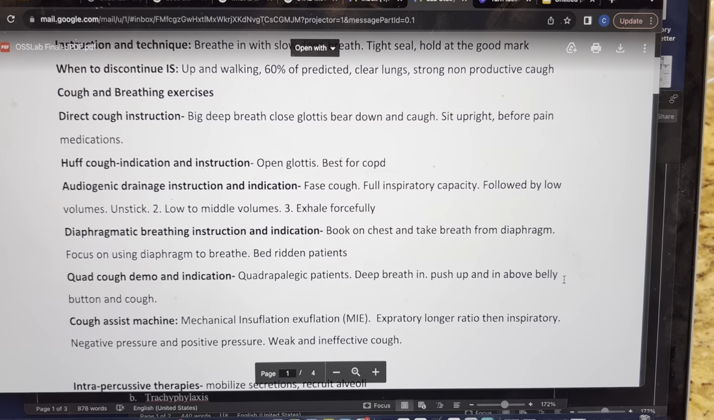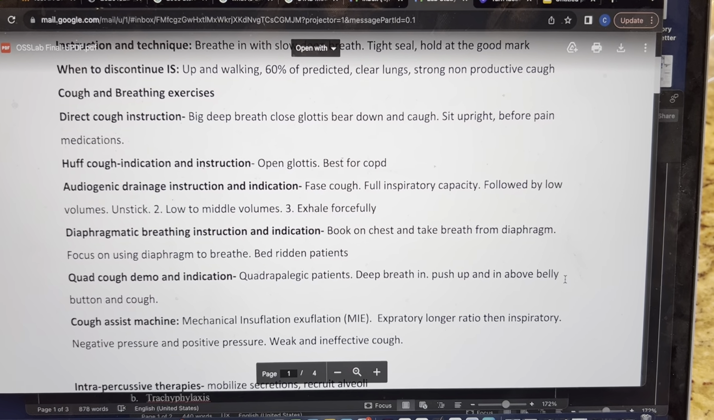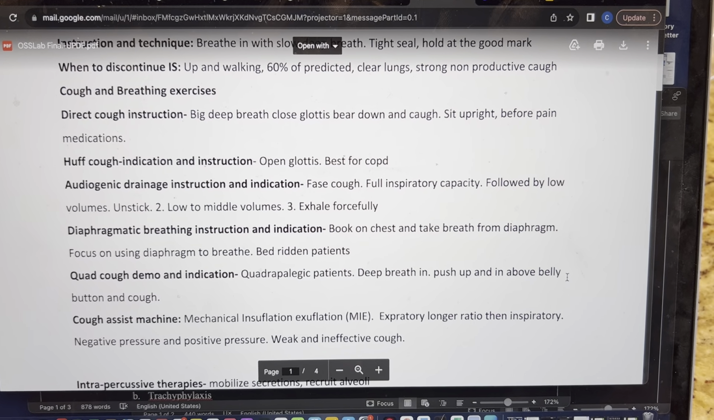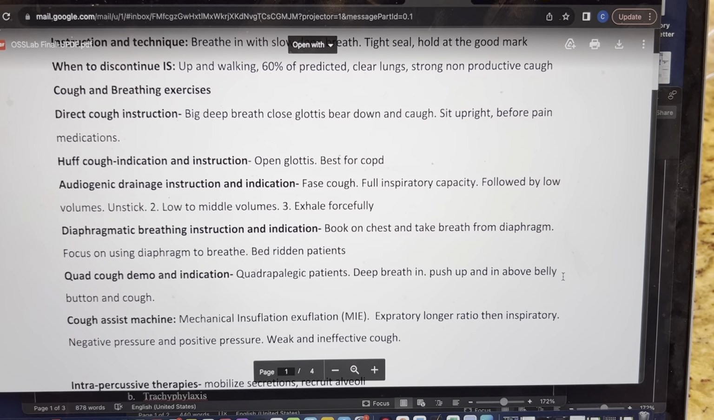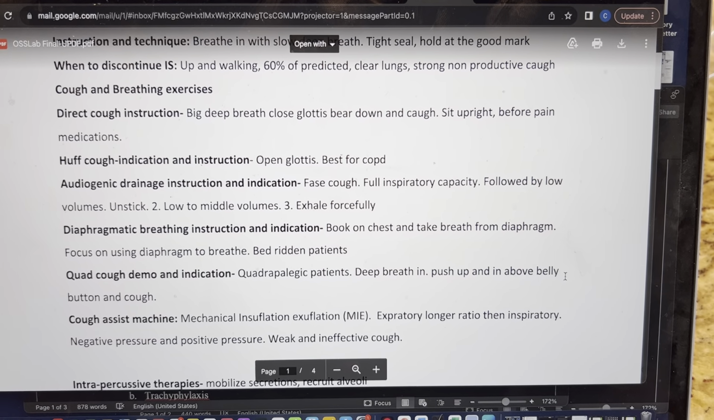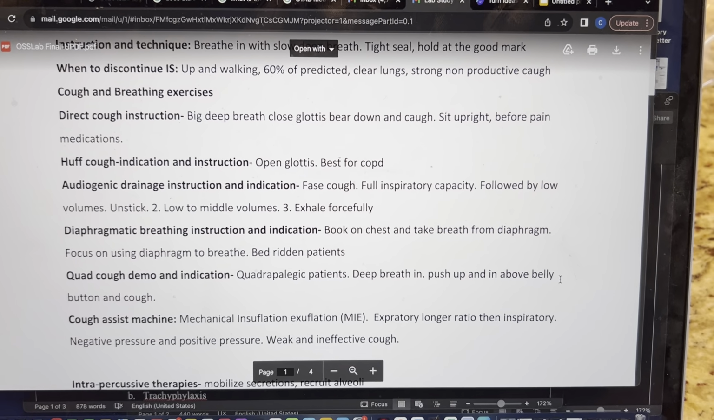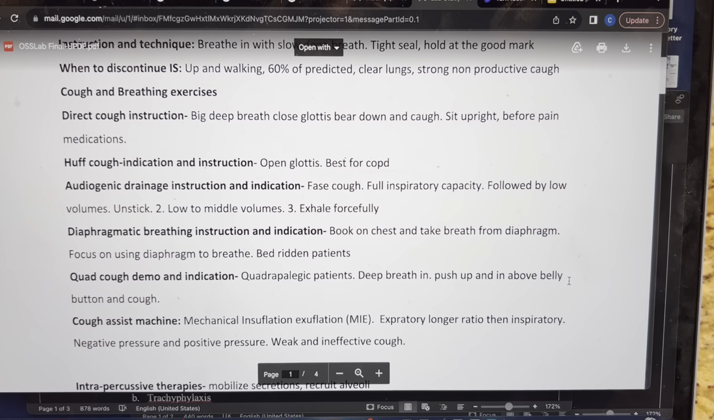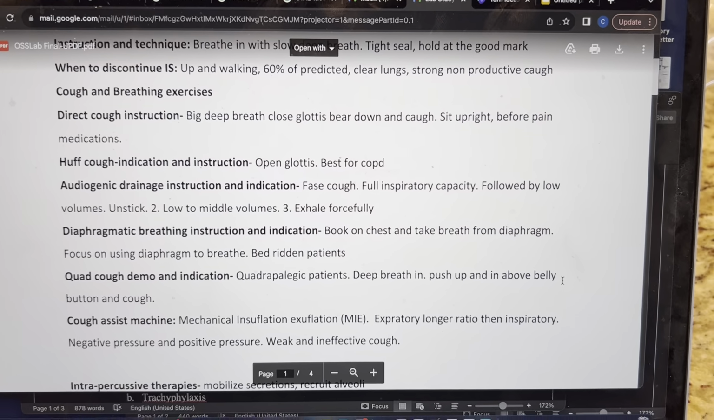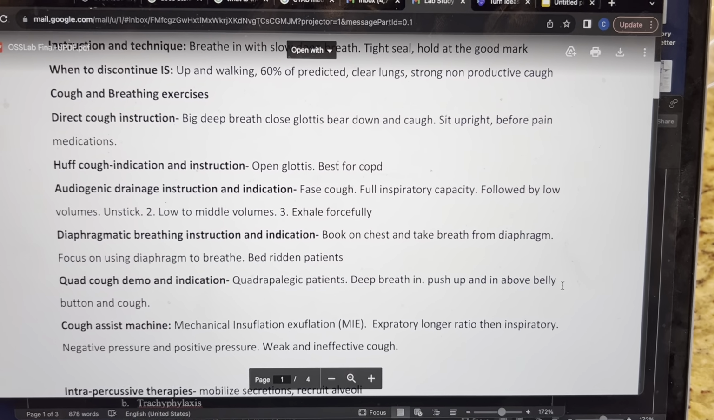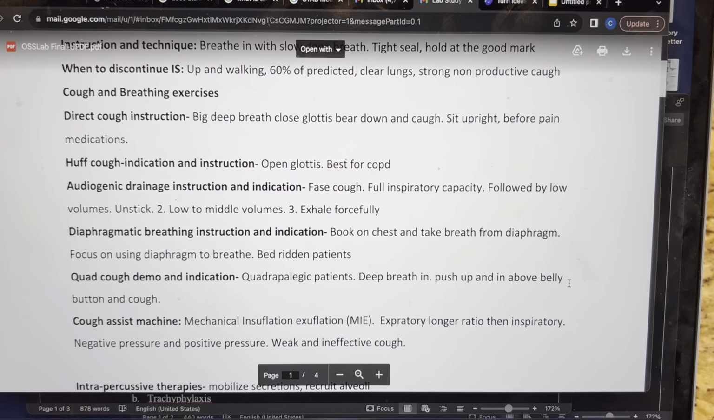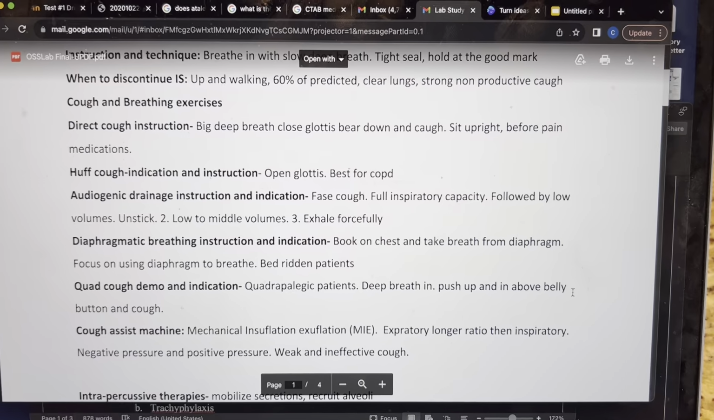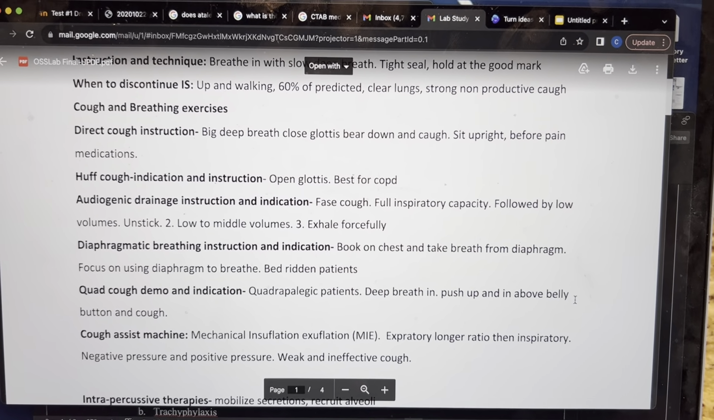Diaphragmatic breathing instruction and indication: put a book on your chest or diaphragm. Take deep breaths, push the book up, and focus on using the diaphragm to breathe. Diaphragmatic breathing is best for bedridden patients or quadriplegic patients.